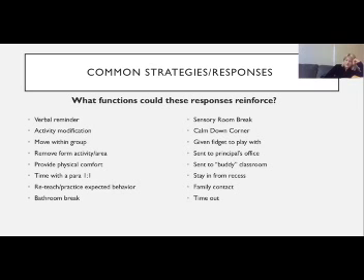I would say escape or tangible. Yeah, probably most likely tangible. But if it allows them to also escape the activity, it could be escape. Sent to the principal's office out of class. Escape. Yeah, escape or escape to attention if they like the principal's attention.